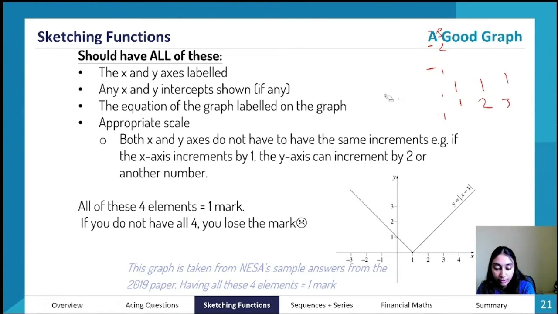Something else to keep in mind: if you don't have any one of these four things, you will not get full marks in your question. So if you accidentally forget to label your x and your y axes, I'm really sorry, because you just lost a mark. This is something I want you guys to get really comfortable doing now, whilst you're still getting used to drawing graphs, so that you form a really good habit.